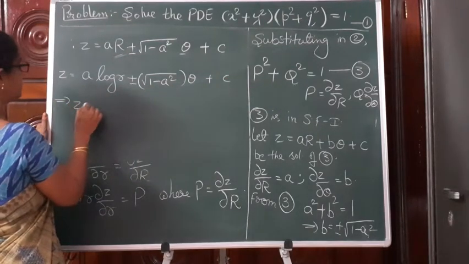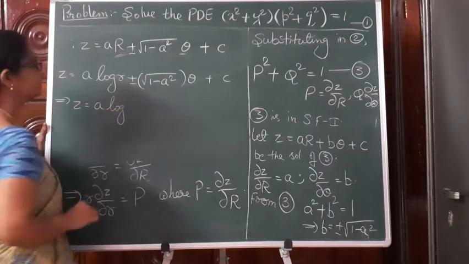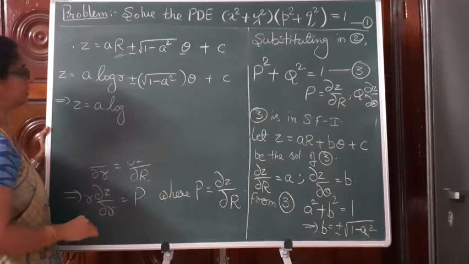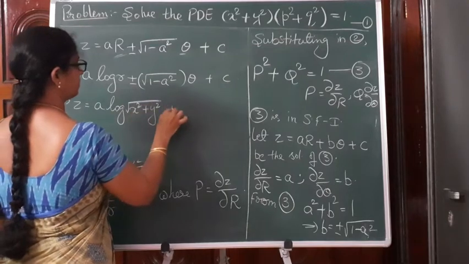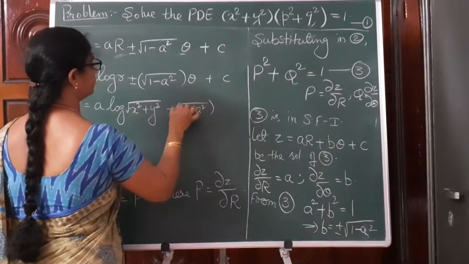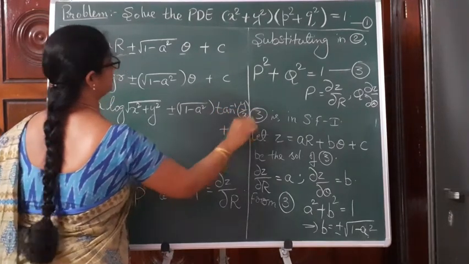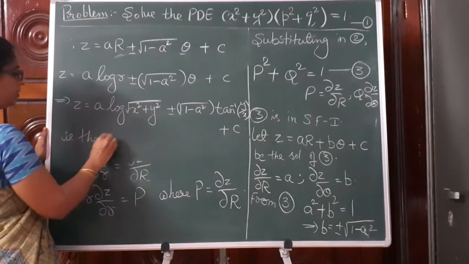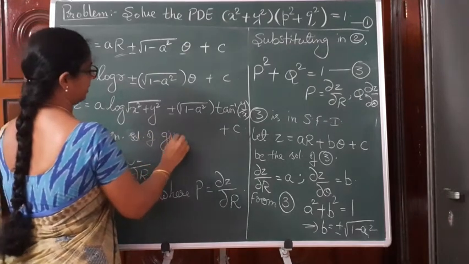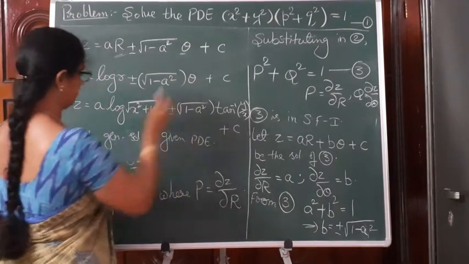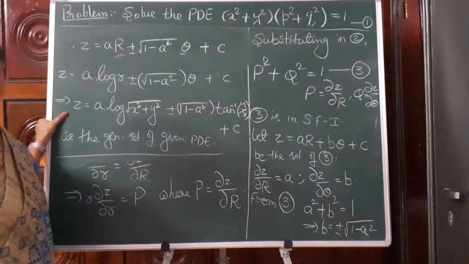That is z is equal to a into log R. What is log R? R is root over x square plus y square. So z is equal to a log of the square root of x square plus y square, plus or minus square root of 1 minus a square into theta, which is tan inverse of y by x, plus c. This is the general solution of the given partial differential equation, that is x square plus y square into p square plus q square is equal to 1. So this is the general solution.